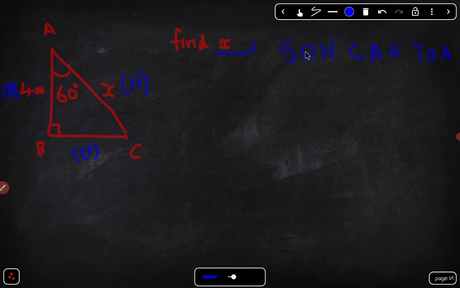So you go on this SOHCAHTOA. You look for a ratio that has H. This ratio has got H. This ratio has got H. So this is disqualified. We can't use it here because we're trying to find the hypotenuse. We need something that has hypotenuse.